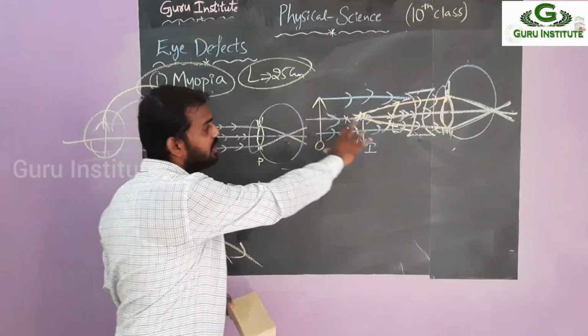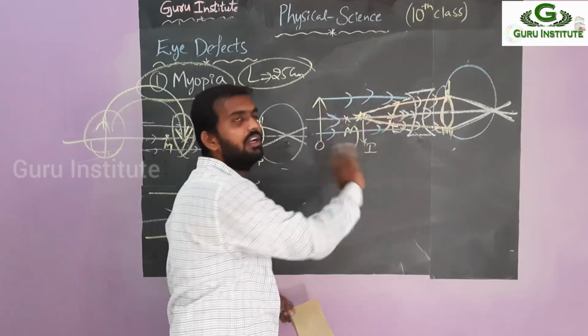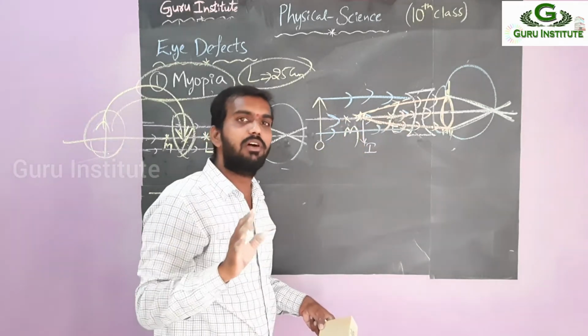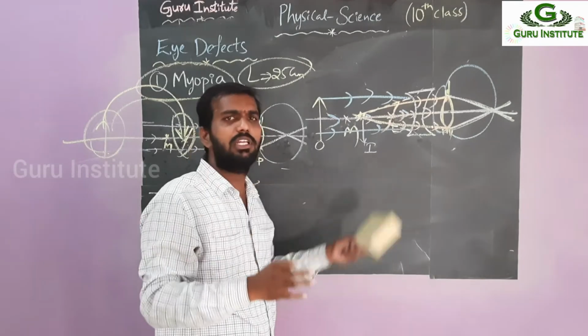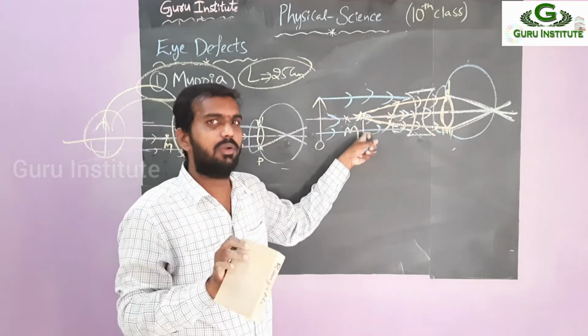Then this object's image is formed in between M and L. From M to L it is placed. Then what is the property of a myopic person? You can see the M and L positions, right? So now, here the small question is what it means.